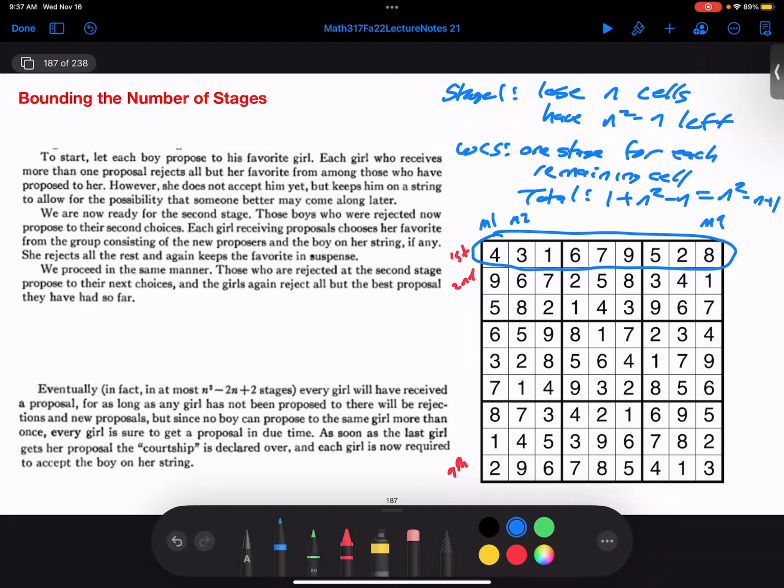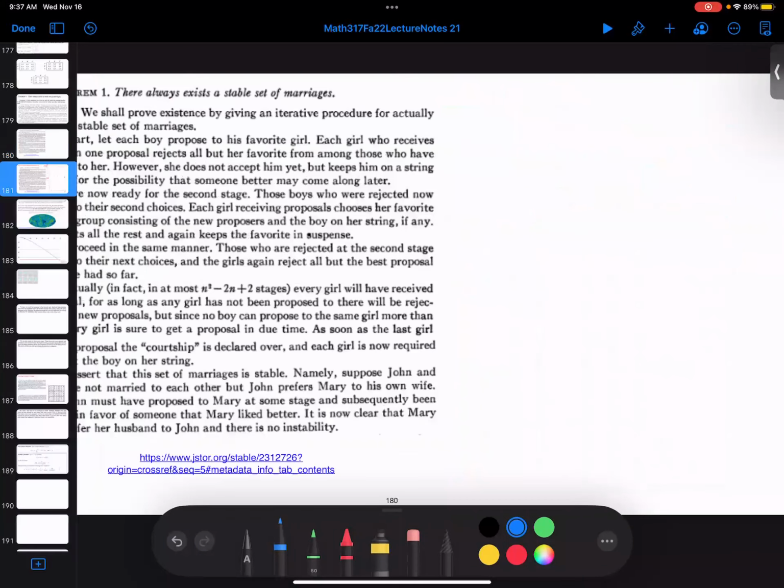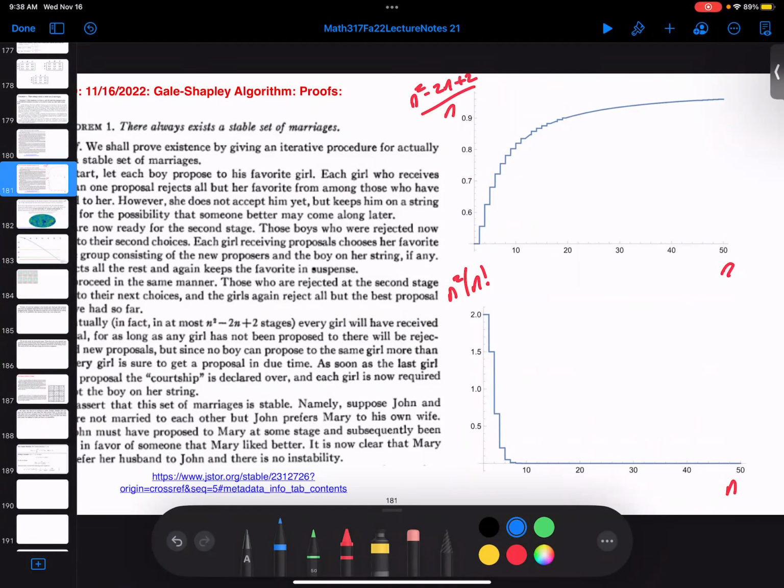Well, they say that n squared minus 2n plus 2 stages is an upper bound for how many stages. They're not saying that there's actually a configuration where that happens. But let's assume there is. We're able to get n squared minus n plus 1. How good is that relative to n squared minus 2n plus 1? Am I off by a lot, by a little? It's pretty good. This is why we started the day with these plots. When we looked at the ratio, oops, this should be over n squared, not over n.